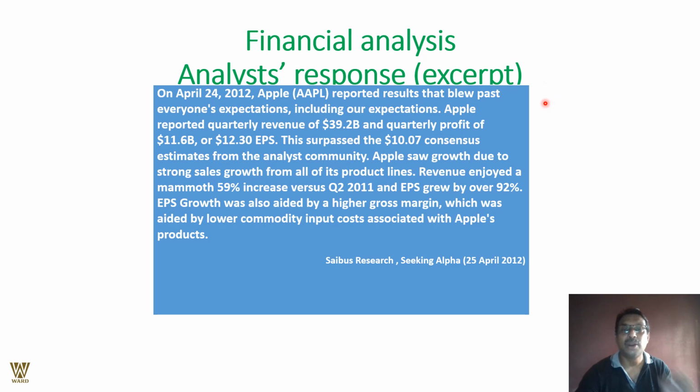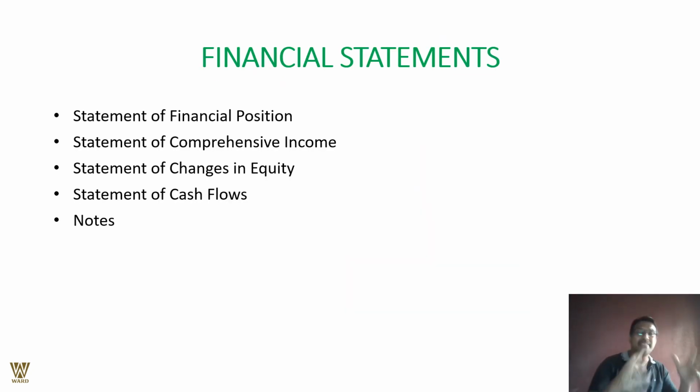This is the analysis. Now, based on Apple's report, the AAPL report result, which astonished everybody's expectations, what kind of revenues were they talking about, what kind of magnitude of decision did they want to come to? This is what Apple saw: growth due to strong sales, strong demand, if I may say so. And that is why EPS grew by over 92%. Whopping. EPS is earnings per share. And this is the financial analysis, and I'm giving you just an example.